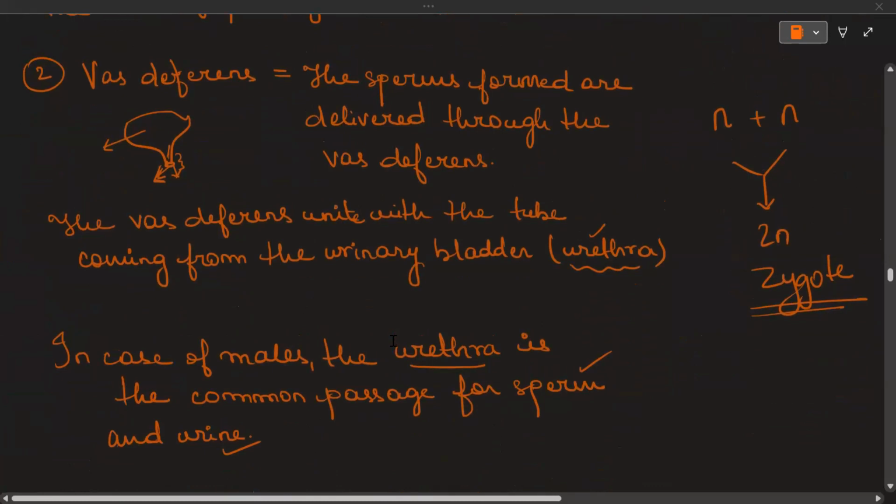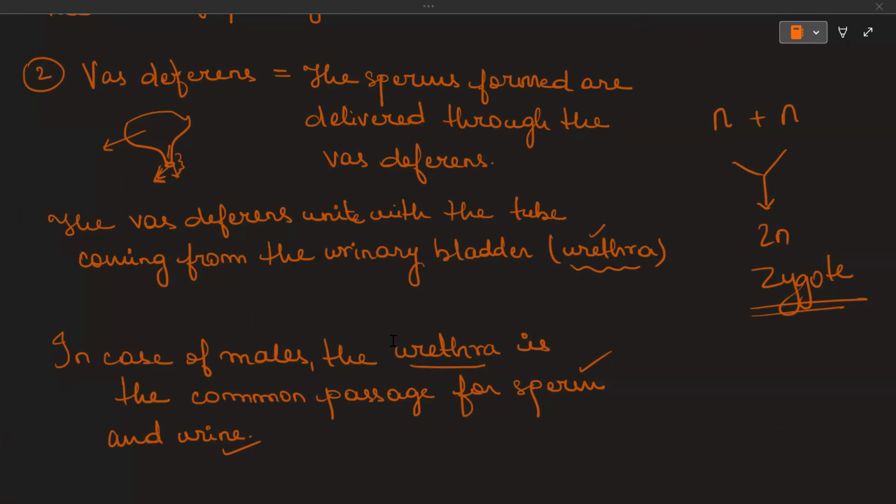Whatever sperms are made in the testes, they are delivered onward. For example, when they have to be delivered to the urethra, they come through the vas deferens. You can say it is a tube arising from the testes and it will go up till the urethra. Now, the sperms formed are delivered through the vas deferens.